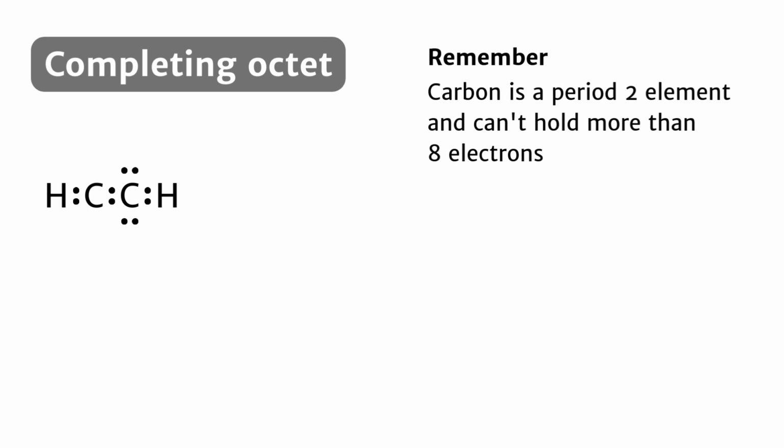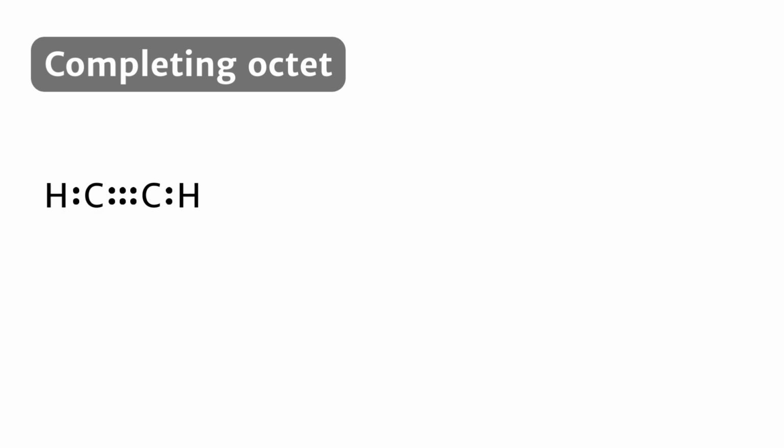The left carbon already has 4 valence electrons and requires 4 more to complete its octet. Therefore, we will transfer 2 lone pairs from the right carbon atom to the left carbon atom to form a chemical bond. The octet rule is satisfied for both carbon atoms, while the duet rule is fulfilled by the 2 hydrogen atoms. Next, we'll calculate the formal charges to assess the stability of the structure.